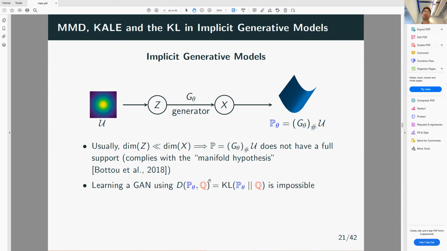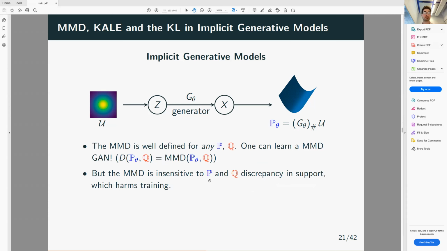But hopefully this gives a little bit of intuition. So typically, because as I said, the input space has a very low dimension and the output space has a very high dimension, the output distribution doesn't have a full support. And so you couldn't, for example, learn a GAN using the KALE divergence between the true and the GAN distribution, just because these two distributions will be mutually singular. And so because of that, the KALE will be systematically plus infinity, and you wouldn't have some form of gradient signal to train your GAN. So this is not possible.